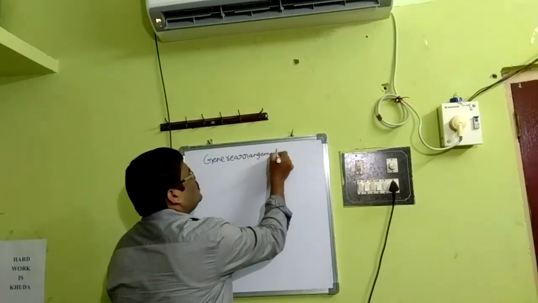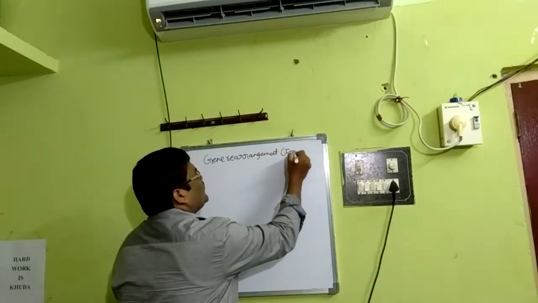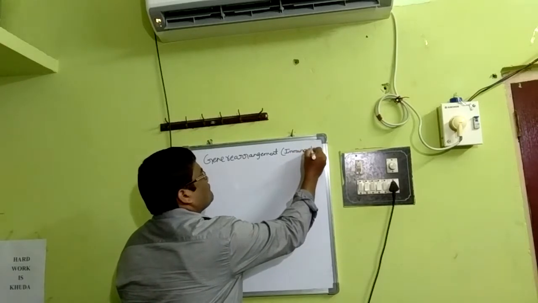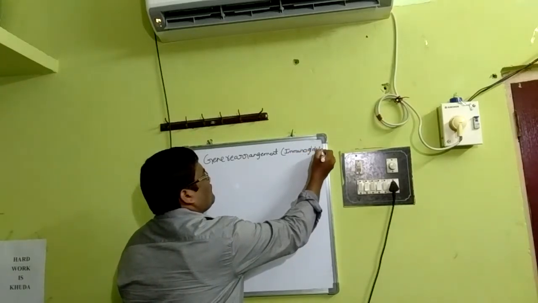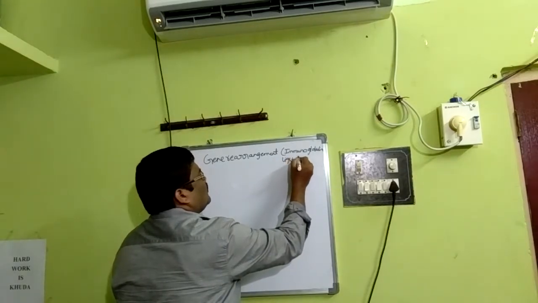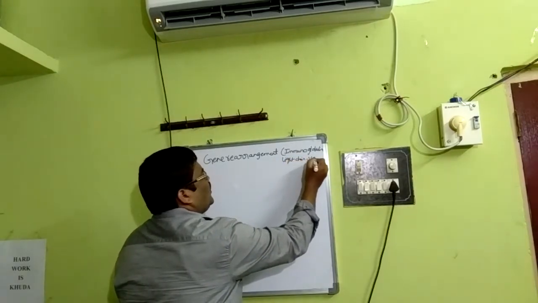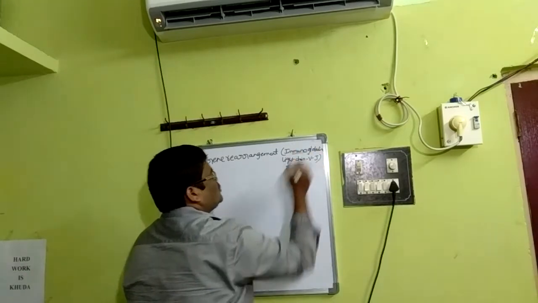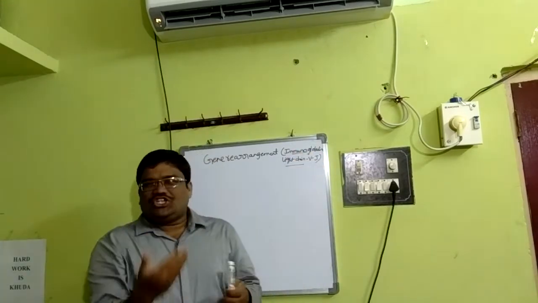Gene rearrangement with respect to immunoglobulin light chain rearrangement. That means VJ recombination. Now, what is gene rearrangement?